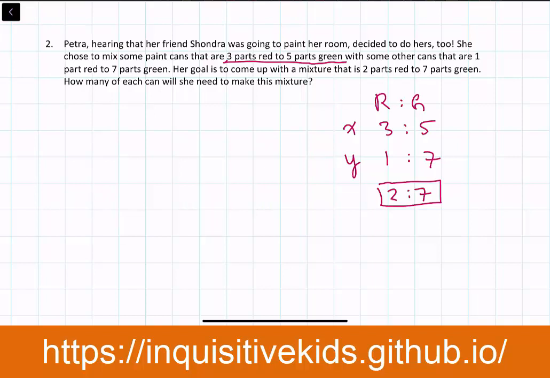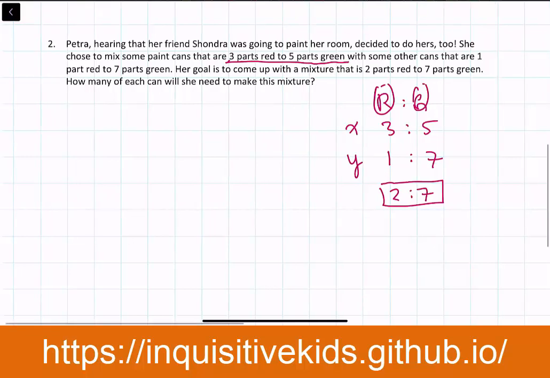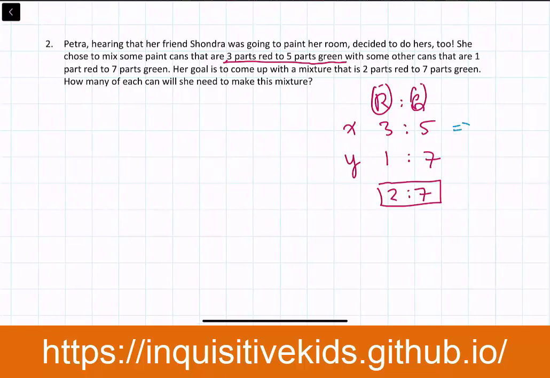We can first take one of these colors, red or green, and compare it to the total number of portions. Last time we did red. This time let's pick green. So we can rewrite this first ratio as 5 to 8. 5 is how many green portions there are, and 8 is the total number, 3 plus 5. For our second ratio, mixture Y, it's 7 to 8. And our final goal would be 7 to 9.